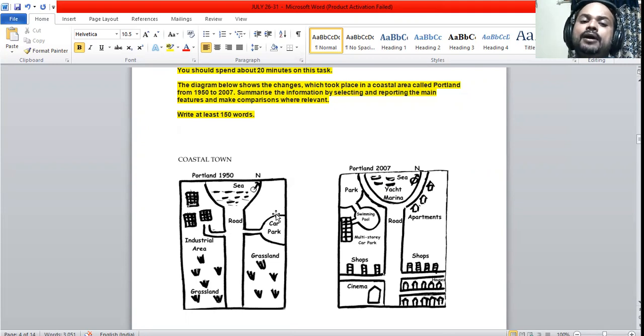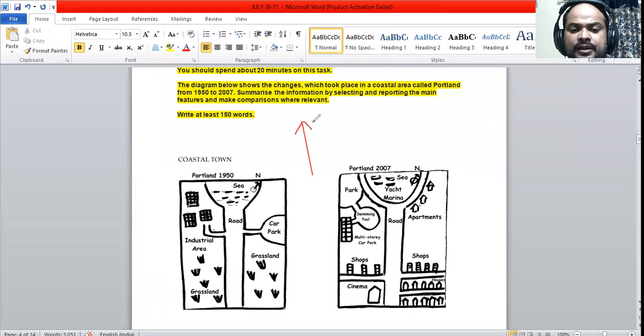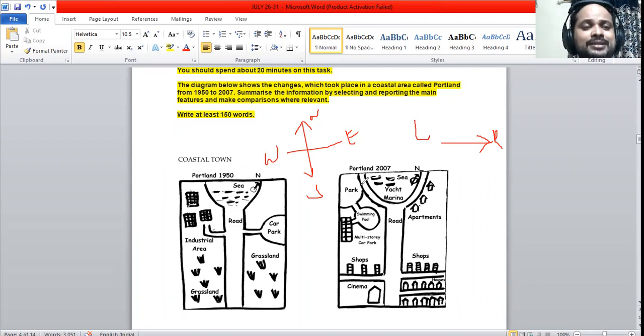So when describing these types of diagrams, we have to see the directions. The directions are very important here. So here we can say that this side is north and this side is south, and this side is east and this side is west, and this is right, this is left. You can say opposite side, same side, next to, adjacent to, beside. All these things, locations, are very important.